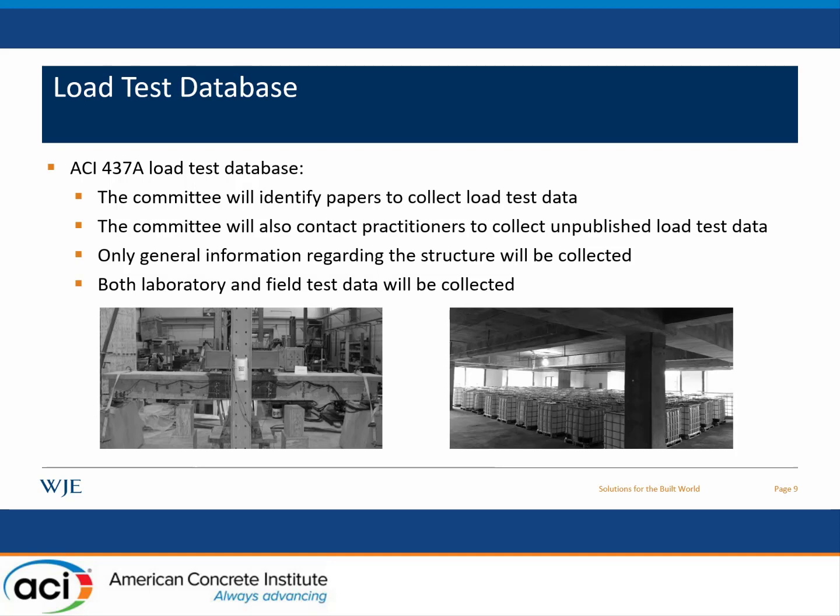We know, as I work at WJ, we do a lot of load testing, but we usually do not publish all this information. Some of it is confidential, and we don't want to share which structure we tested. But in other cases, it's just a load test that we routinely do, and we don't write a paper from it, so it's not published, but we have all this information. Other people like Nestori have similar data, so we are going to reach out to members of the ACI 437 committees that we know do a lot of load testing to ask them to contribute some of their data that they can share with us.